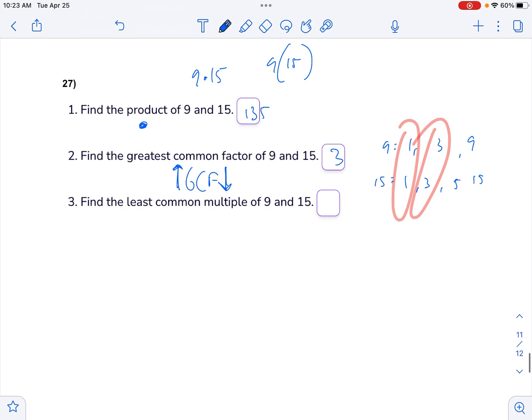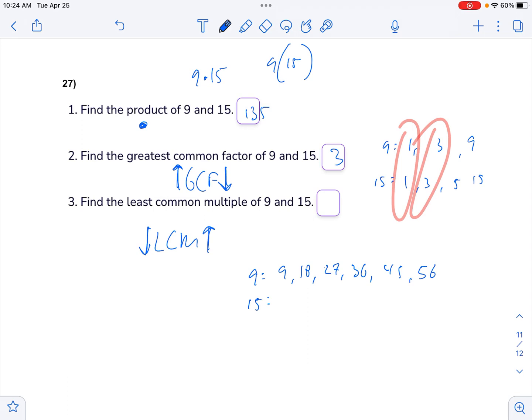That wasn't very hard. Least common multiple. So I want to find the smallest big number. Okay, so I'm going to run a bunch of 9s out. 9 times 2 is 18, 9 times 3 is 27, 9 times 4 is 36, 9 times 5 is 45, 9 times 6 is 54, that's enough. If we need more, we'll do more.